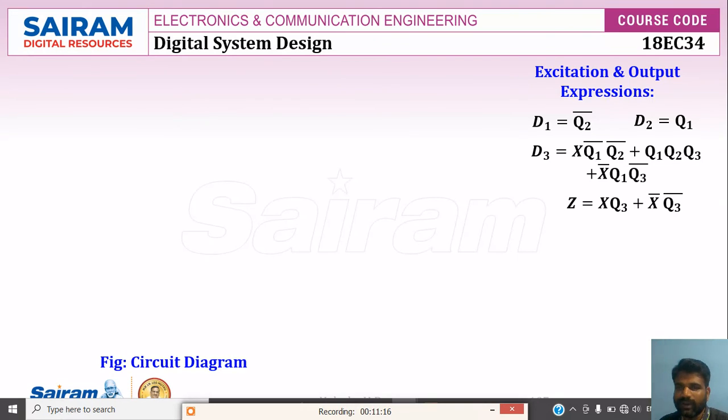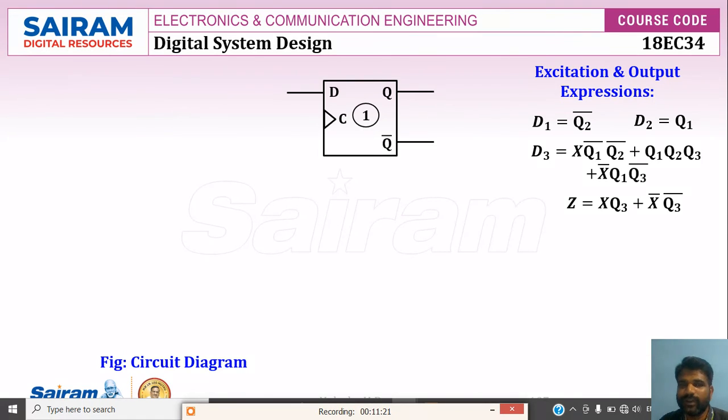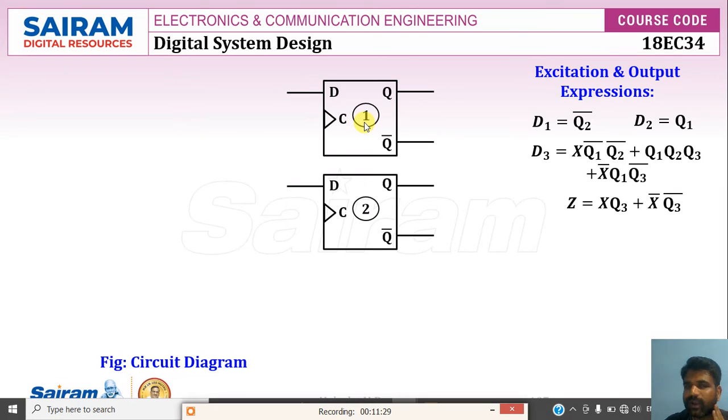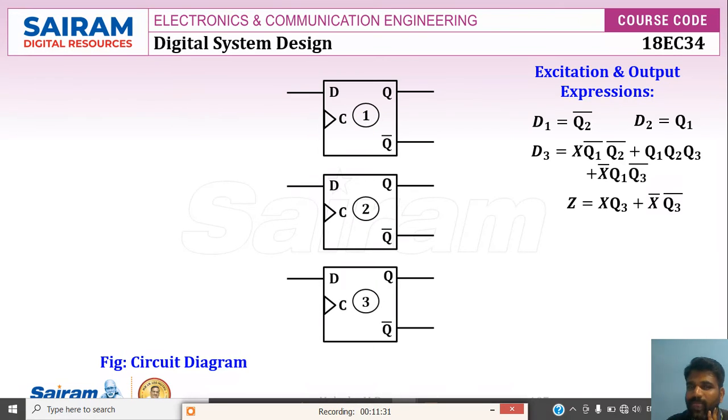Here we need three flip flops. This is one D flip flop: D is the input, Q bar is the output, and C is the control input. This is the first flip flop. Similarly, second and third. Next, assign state variables and excitation variables. We assign D1, Q1, Q1 bar for the first flip flop, D2, Q2, Q2 bar for the second one, and D3, Q3, Q3 bar for the third one.